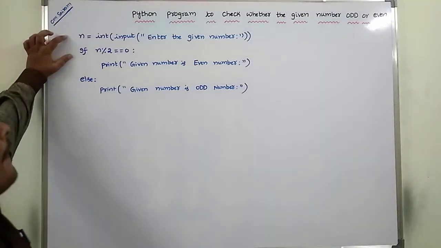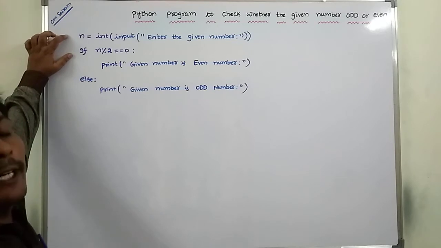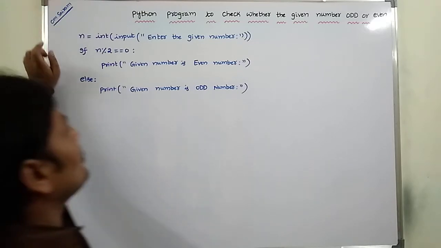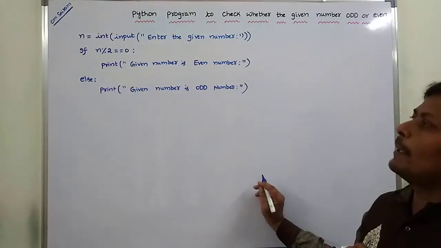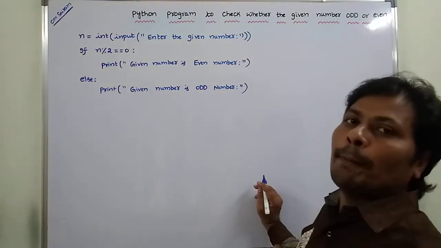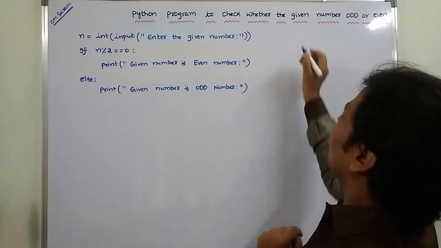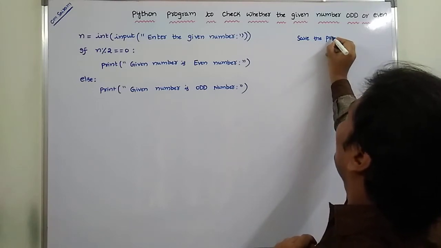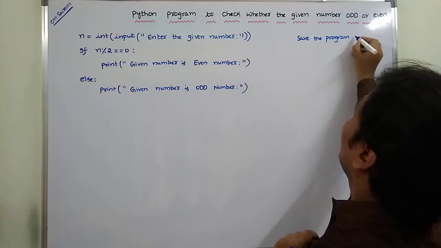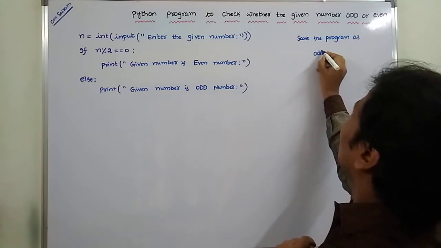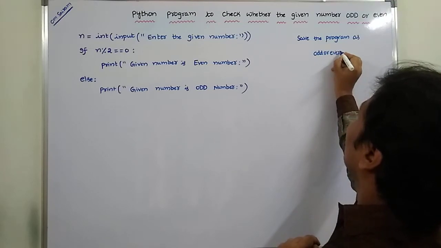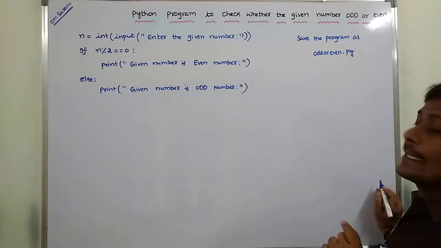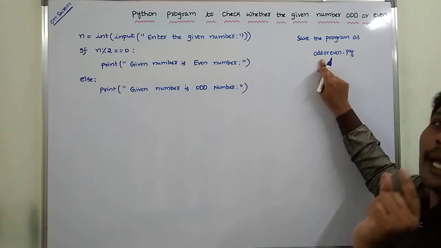So this is the Python program to check whether the given number is an odd number or an even number. Before going to the explanation of the program, you have to type the program in the Python editor and save the program as odd or even dot py. The dot py extension indicates that this program is a Python program.